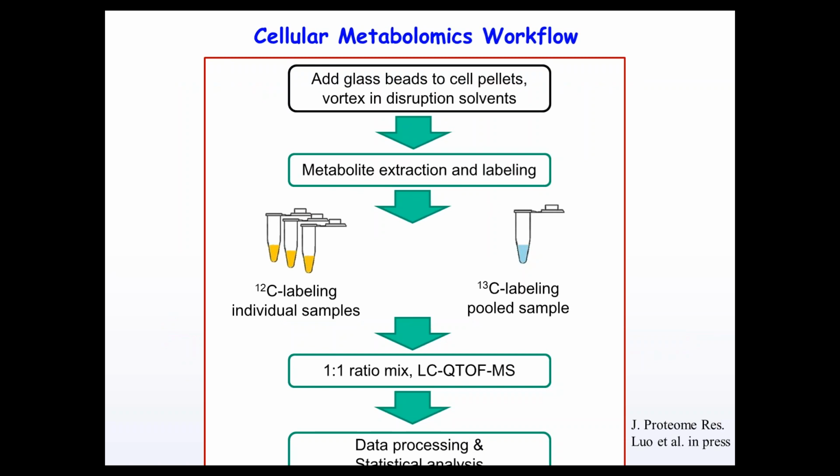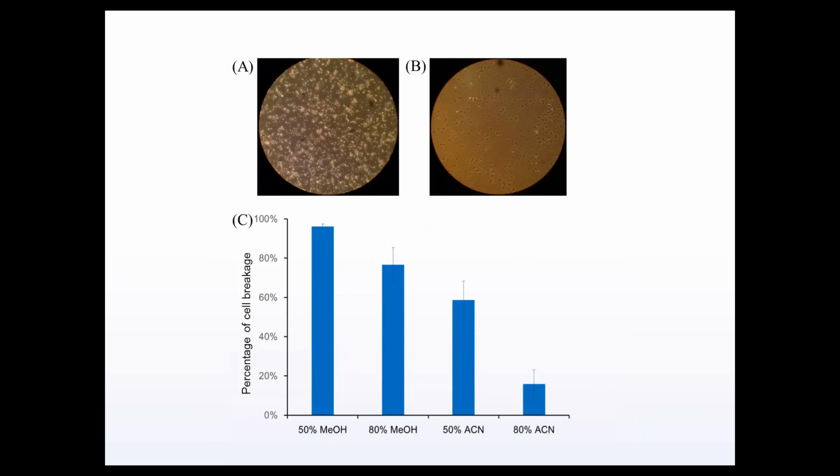For example, in cellular metabolomics, we may use physical means to lyse the cells instead of using harsh reagents such as surfactant that may interfere with the metabolite detection. We recently reported the use of glass beads with vortex to lyse the cells, followed by metabolite extraction and analysis. Other researchers have reported use of glass beads for breaking the cells.